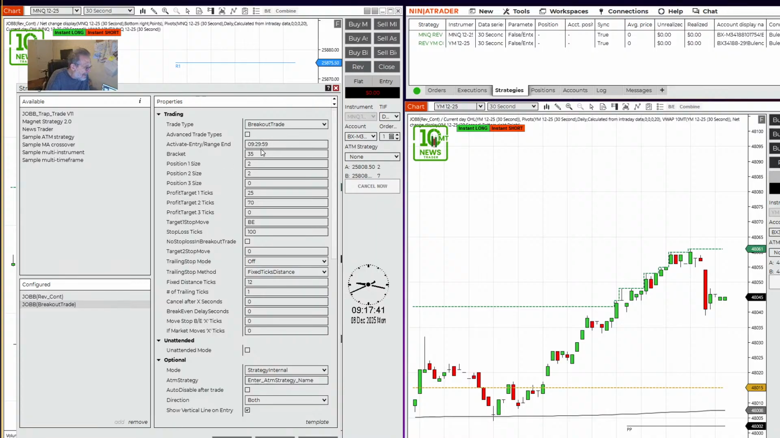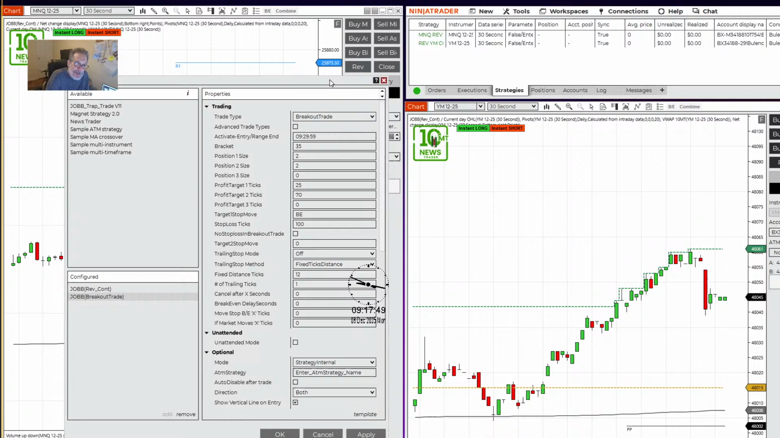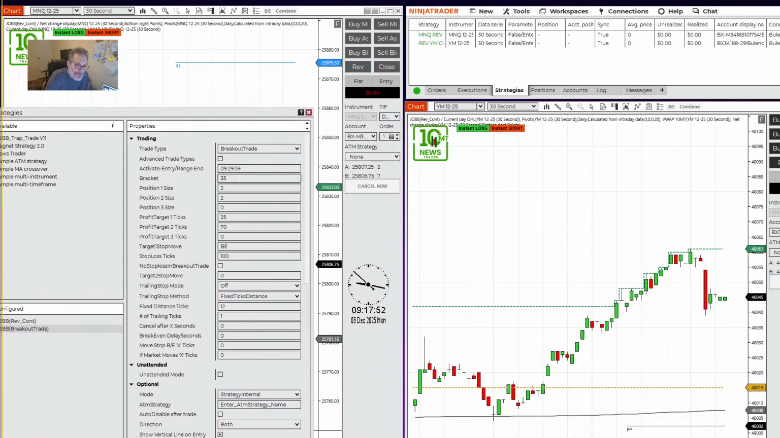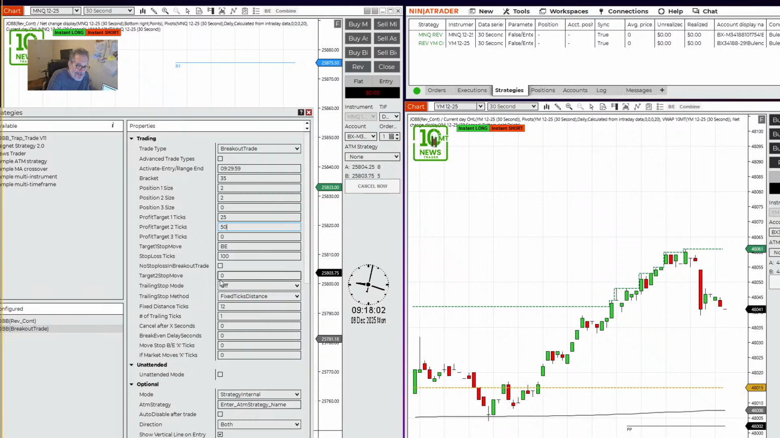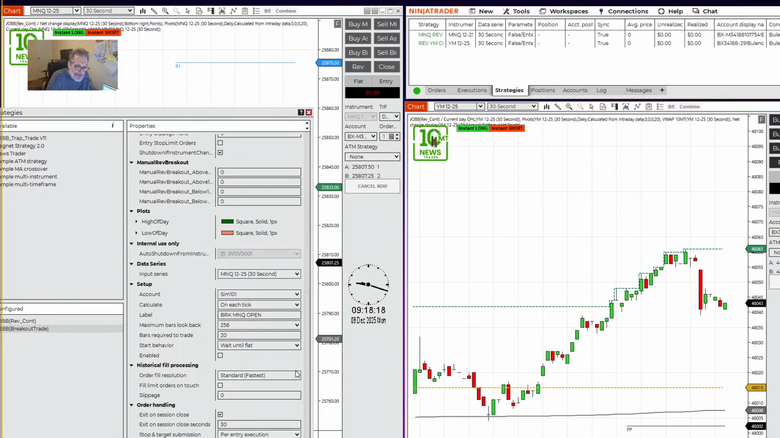And I'm going to activate at 9:29:59, 35 bracket. Going to go with my regular, not super volatile settings. 35 bracket, targets of 25 and 50 this morning. Stop is 100. Target 1 BE to break even if it hits my first target. Trading it in my funded 54 account.